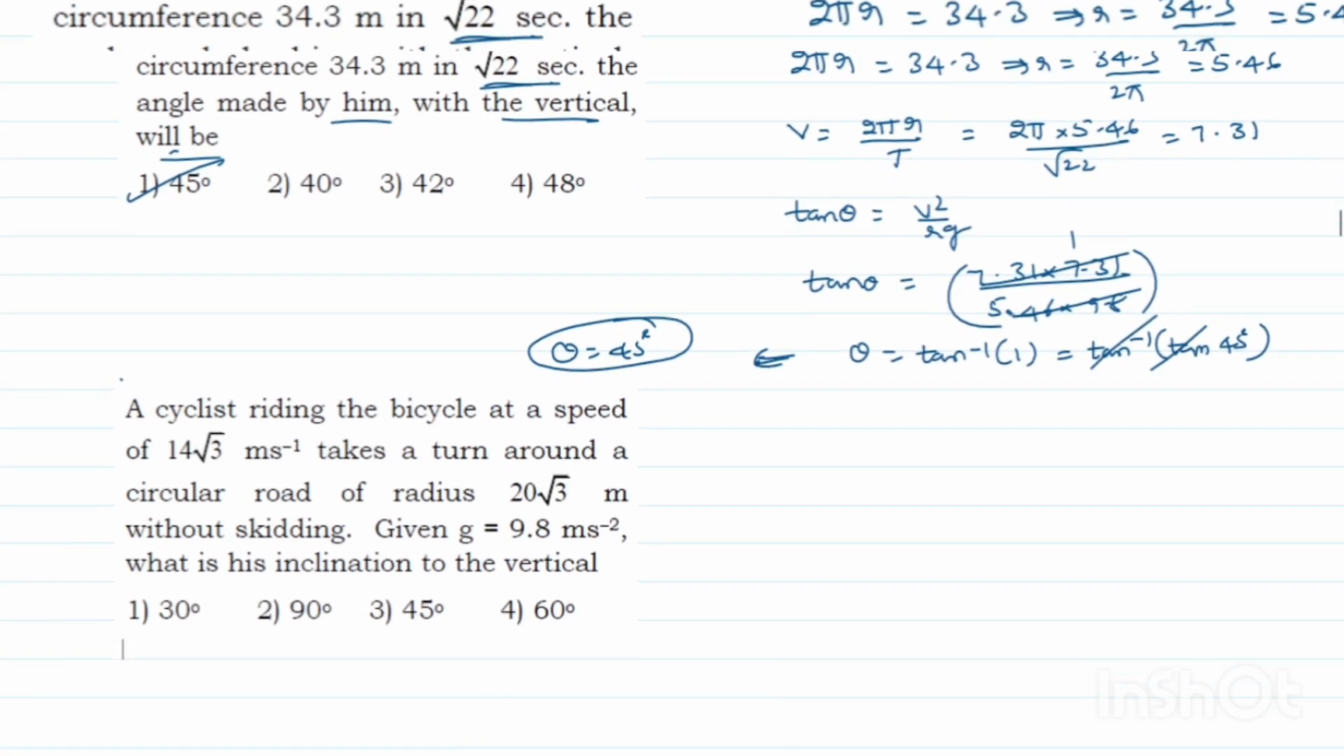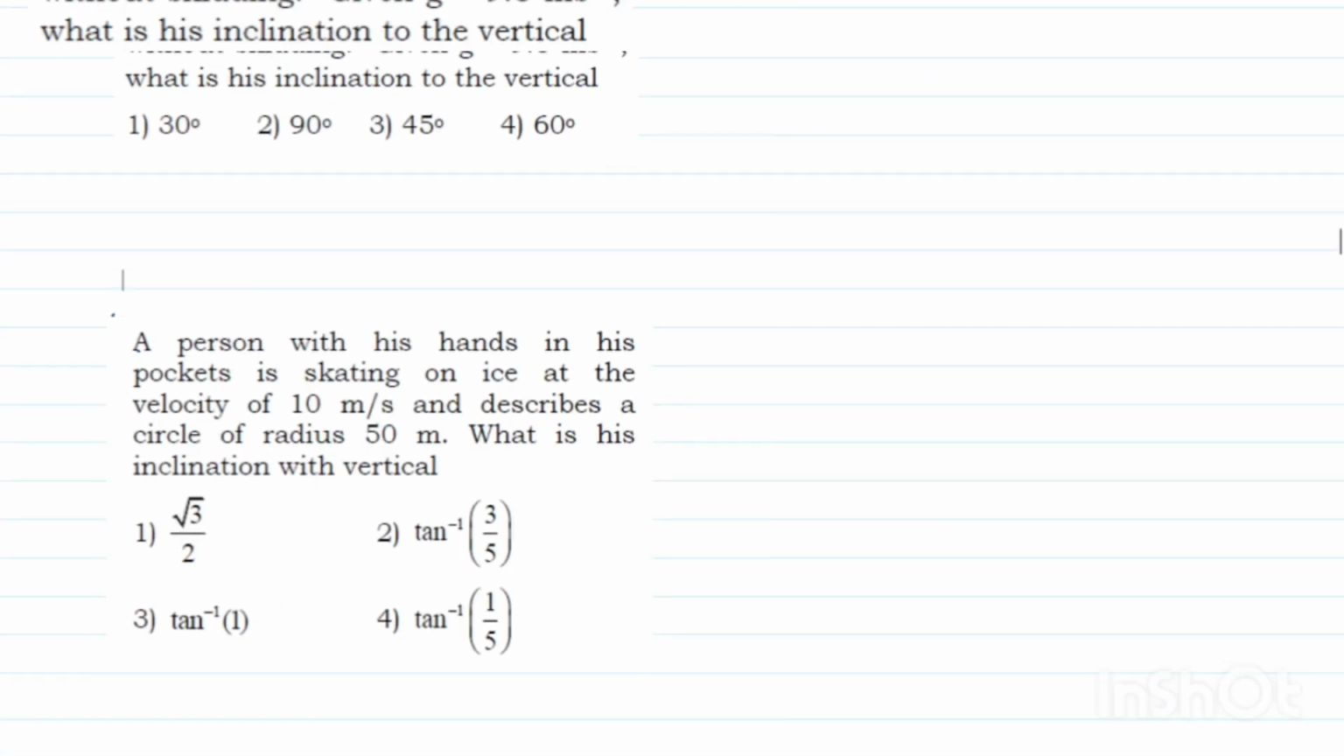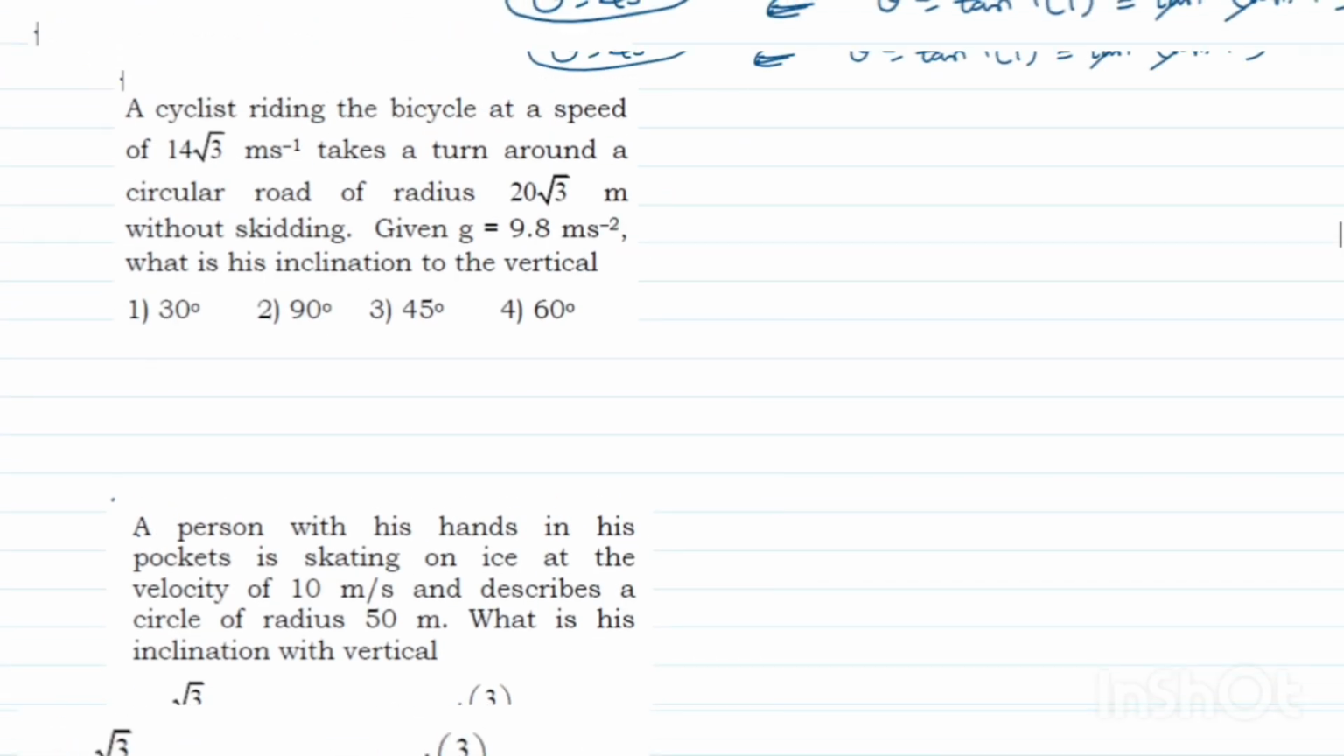Let us see the next question. A cyclist riding a bicycle at a speed of 14 root 3 meter per second, it's given, takes a turn around a circular road of radius 20 root 3 meter without skidding. So here they are asking what is his inclination with the vertical.